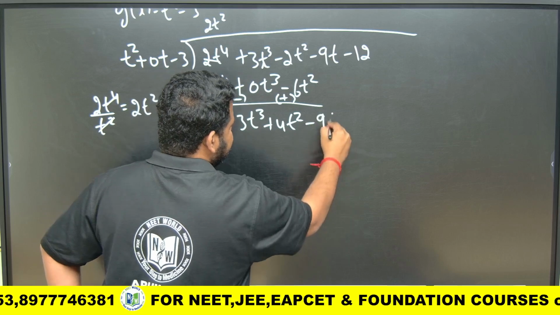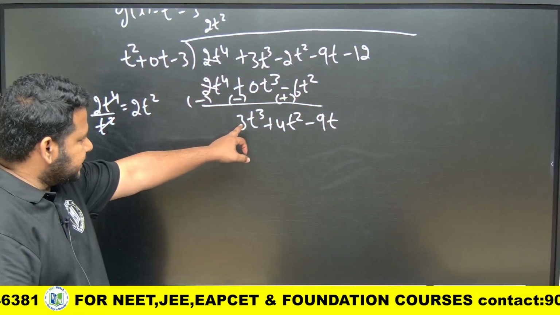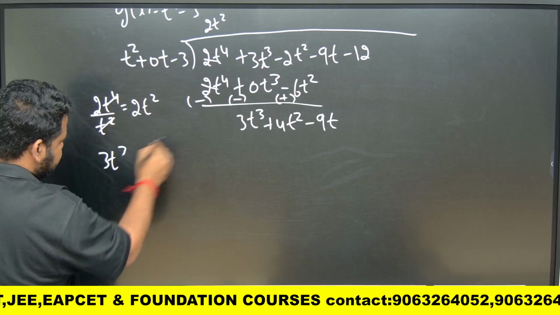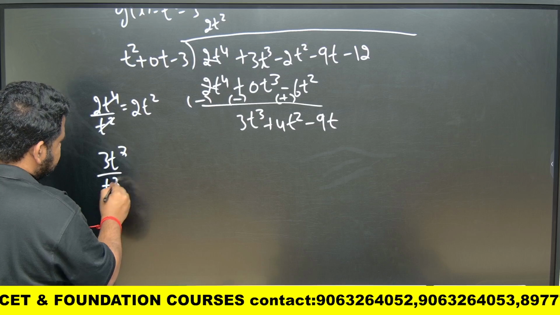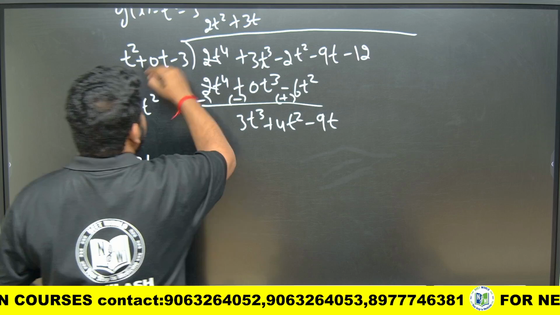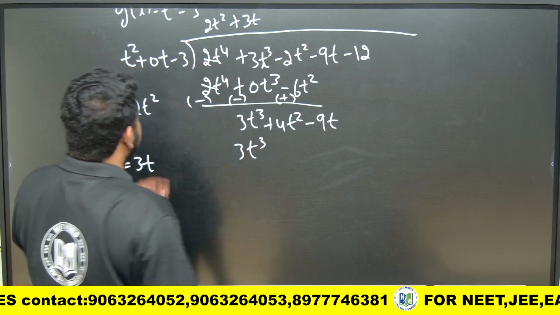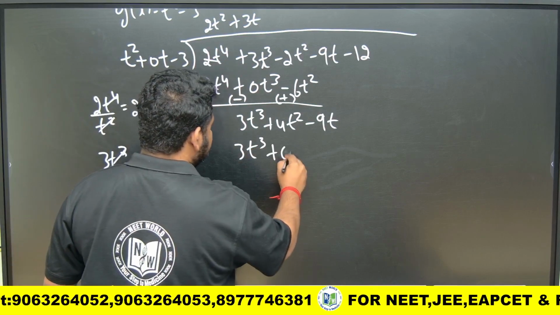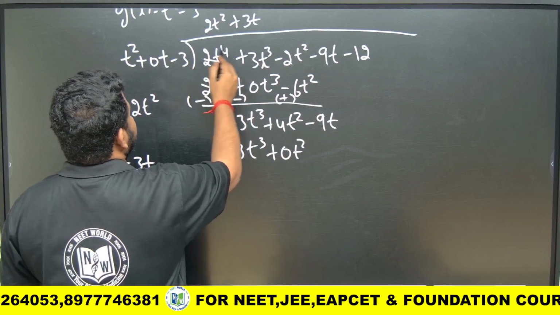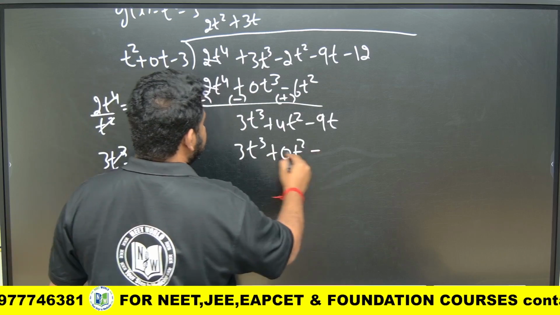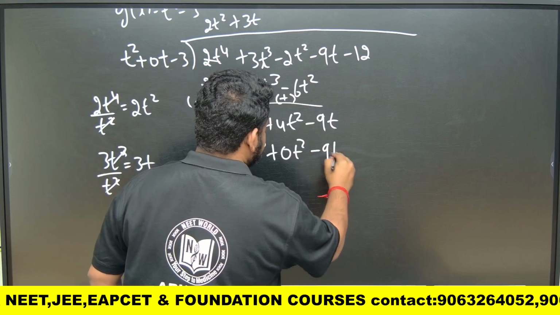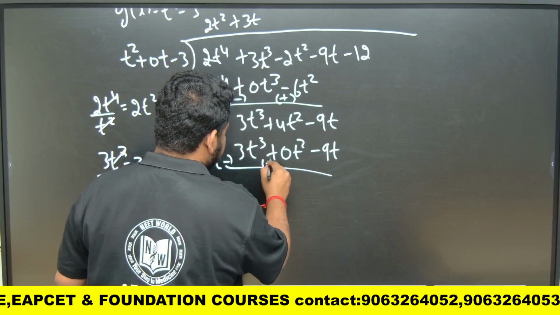Next, I will take minus 90. Now 3t cube is there and here we have t square, so I should take only the first term. 3t cube divided by t square, t square cancels, I will get only 3t. I will write just 3t. So 3t into t square is 3t cube, 3t into 0t is 0t square, minus 3 into 3t is minus 9t. Minus 90 we have. So this is minus, this is minus, this is plus.